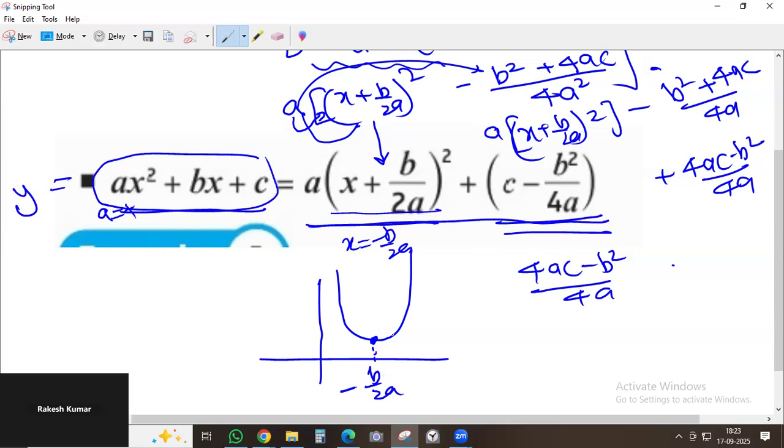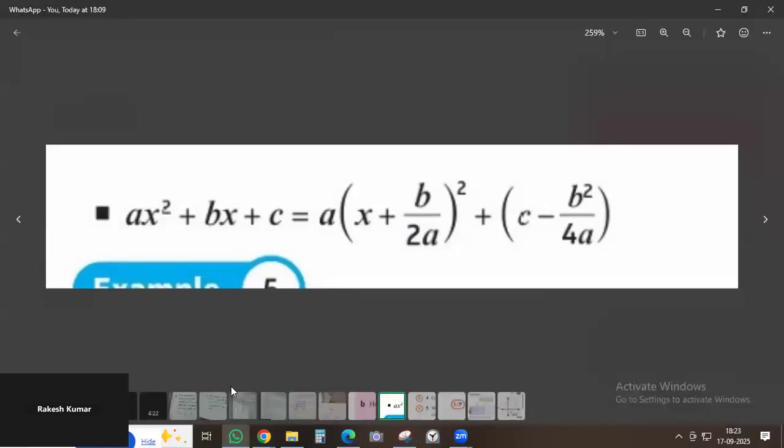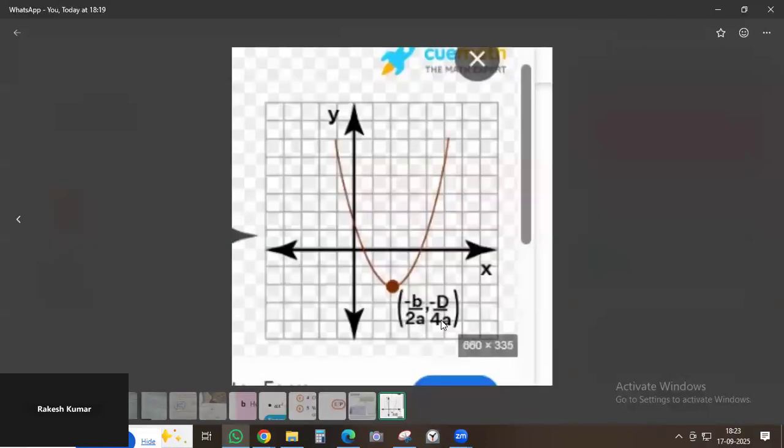So if I do minus b by 2a, this will become 0. If this becomes 0, the y value becomes minimum. So that's why the y value is the minimum, the lowest. This is the y value, so this is actually 4ac minus b square by 4a. Achha, what is given in graphs? So I showed you this, minus d by 4a. It's written minus b by 2a and minus d by 4a.